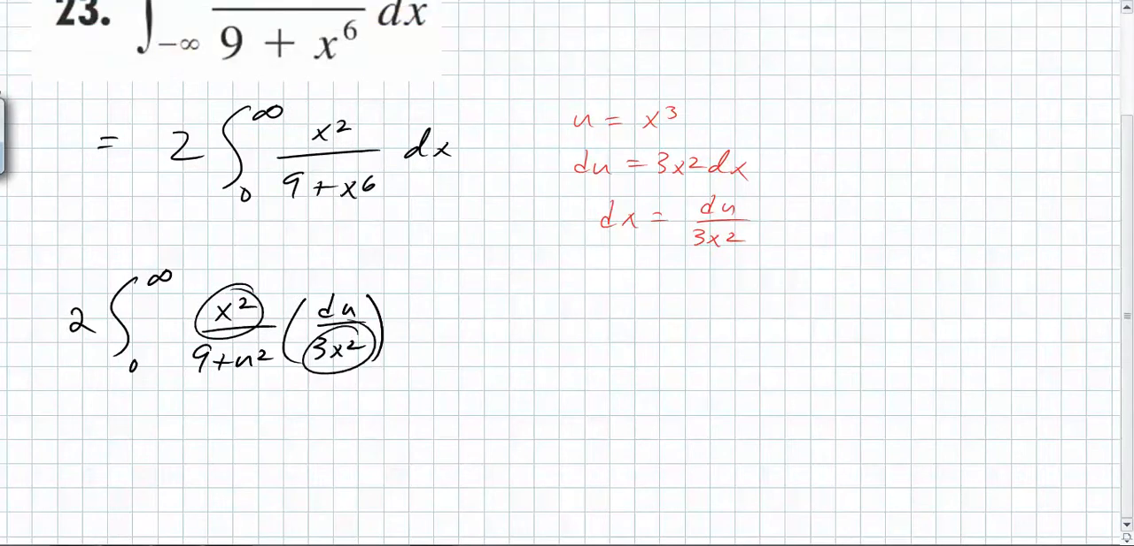Yep. That goes away. And you're left with 2/3. Oh, there's a 3 right there, I see. So you end up with 2 over 3 times the integral from 0 to infinity of 1 over 9 plus u squared du.